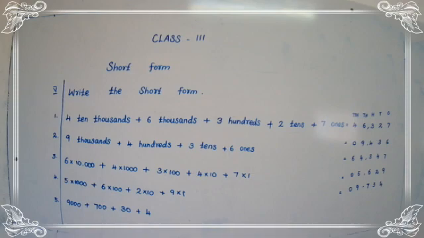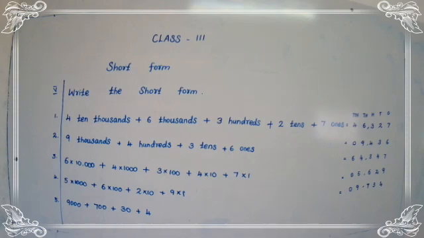9 thousands plus 4 hundreds plus 3 tens plus 6 ones is equal to 9,436.